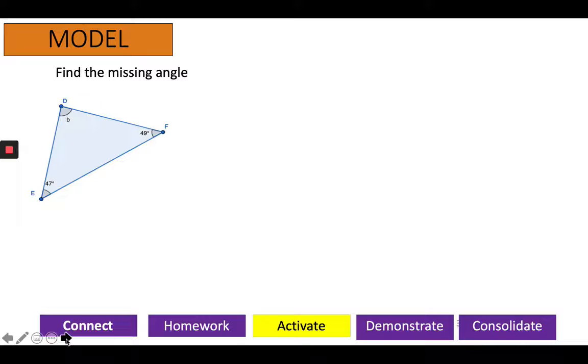If we were asked to find a missing angle in a triangle, we would first add our two known angles together. So 47 plus 49 equals 96. Then we would take 180 minus our sum. 180 minus 96 degrees equals 84 degrees. Therefore, our missing angle is 84 degrees.